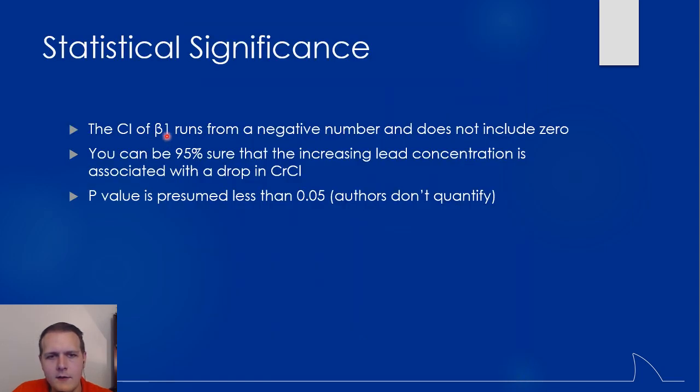Now, it's okay that our confidence intervals are negative because there's an inverse relationship between the two factors there. As lead goes up, creatinine clearance goes down, right? So those negative values are perfectly reasonable, but because the confidence intervals do not include 0, you can reject that null hypothesis here, okay? And even though they don't specify the actual p-value, we can assume it's less than 0.05 because we know how to interpret the confidence intervals.